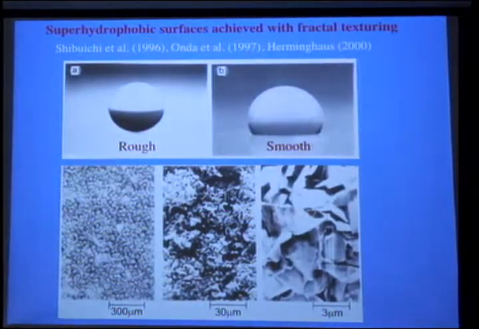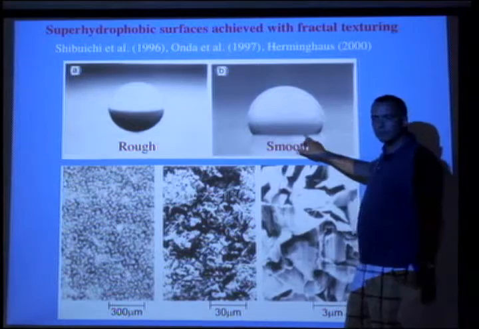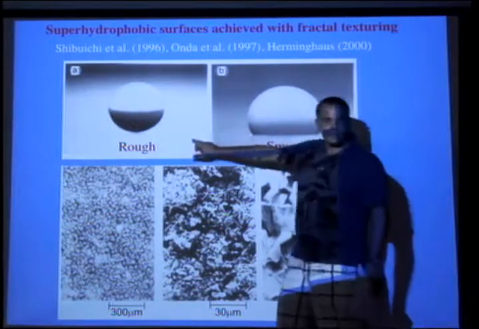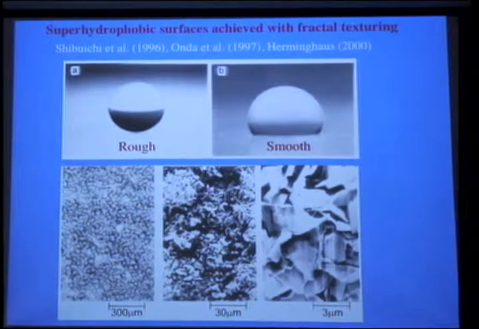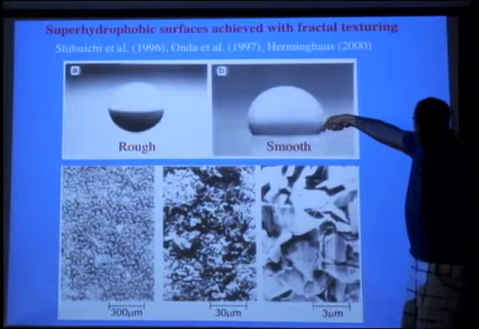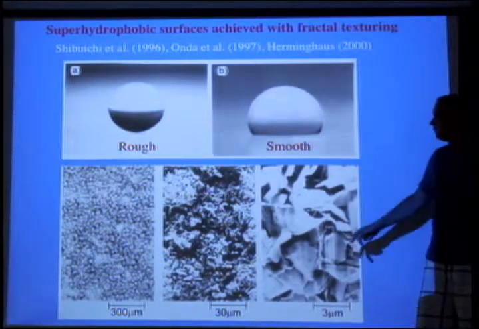And yeah, so this gives you an idea. So these are fractal texturing. So this is Herminghaus. But here you have what the wetting is on a smooth surface and what it is on a rough surface. So you see it's an enormous difference. And here you can see the nature of the texture. So you have texture down to 3 microns. Yeah, so zoom, zoom, zoom, and you get texture basically down to 3 microns. And this is, again, they're taking their lead from plants. A requirement here is that this always be greater than pi by 2, right? Because it has to be hydrophobic. But once it is, then roughening it is going to allow you to go all the way up here.